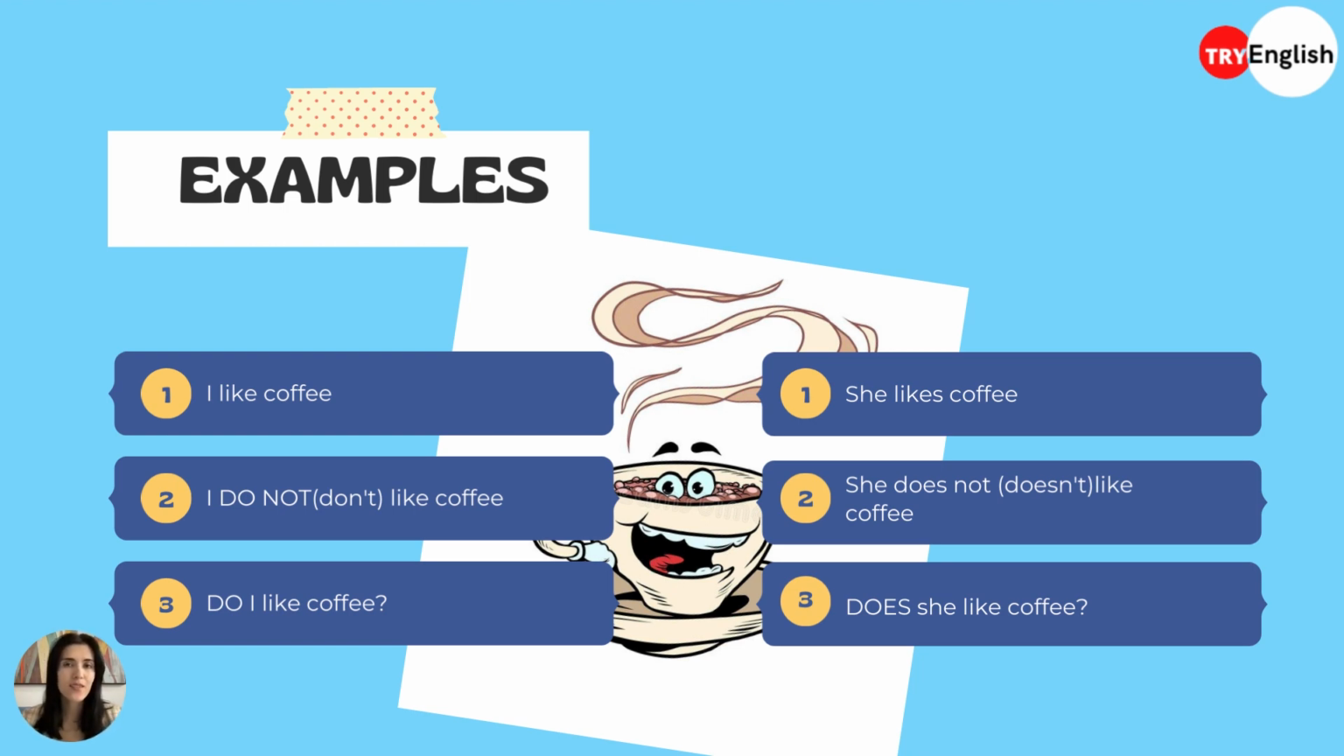Now, in the second set of examples, we use she. And if you have studied English for a while now, you know that when we use he, she, it, the verb ending changes and it takes either es or s at the end. That's why we have she likes coffee, she does not like coffee. Again, here it shows that the sentence is negative. And if you want to make a question, we use the auxiliary verb does and we put it at the beginning of the sentence. For example, does she like coffee?